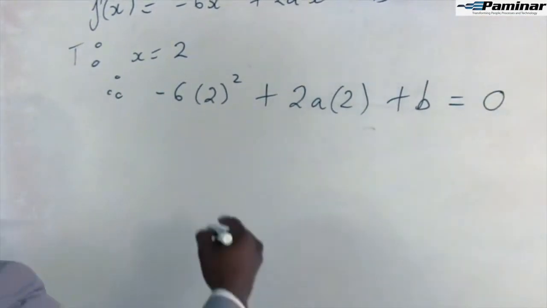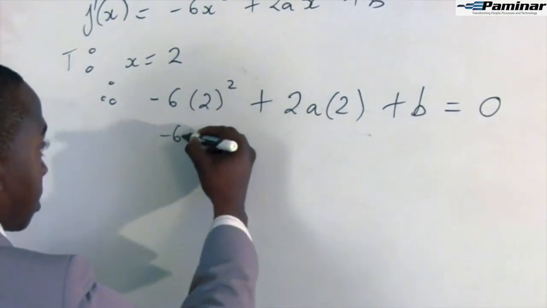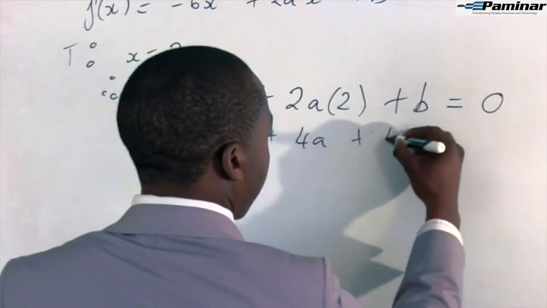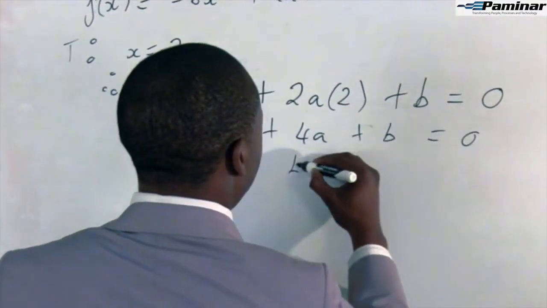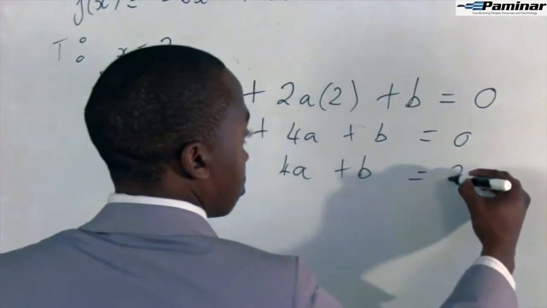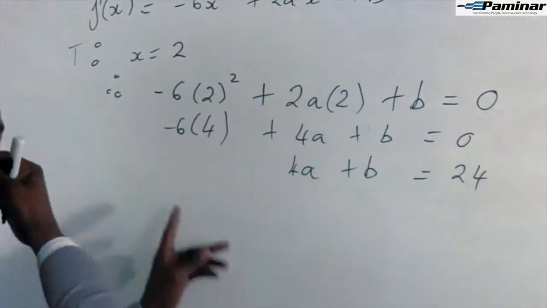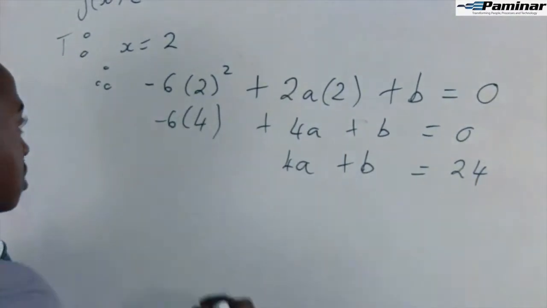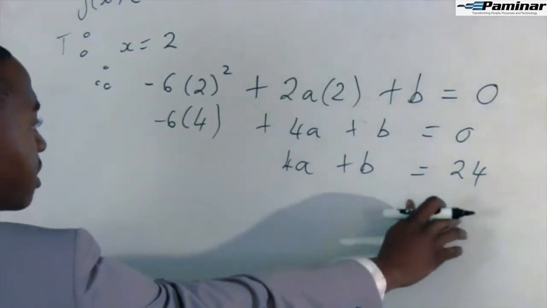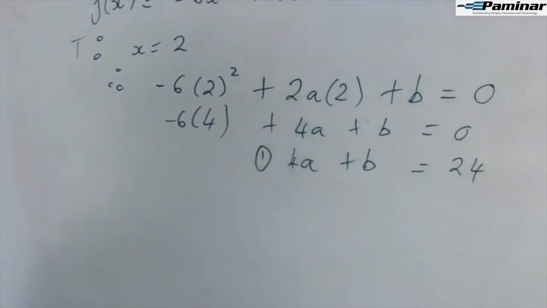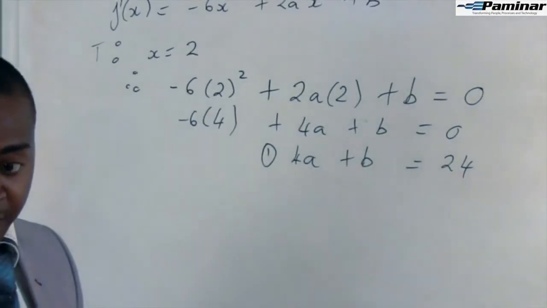That's one equation. If we simplify it further, it becomes minus 6 times 4 plus 4a plus b should equal 0, which gives us 4a plus b should equal 24. Since 6 times 4 is 24, on this side the negative becomes positive. Okay, that's one equation.